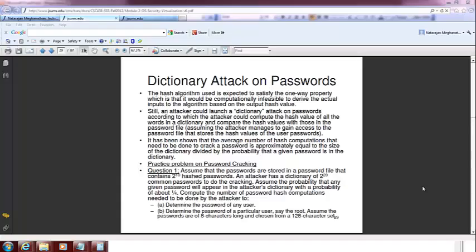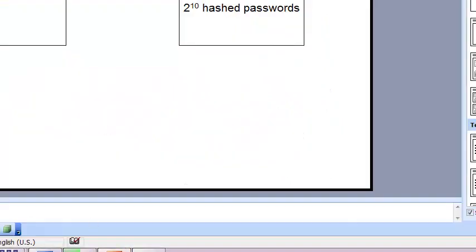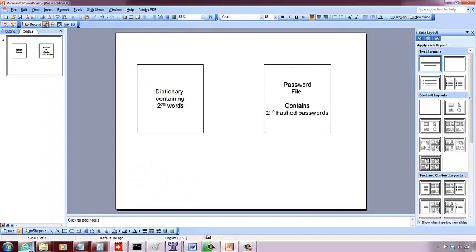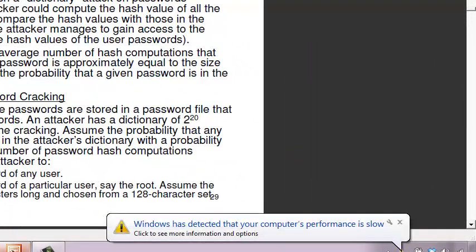Hello students, now we are going to talk about the problem on dictionary attack in passwords. So let's go through this. We have a password file that contains 2 to the power 10 hashed passwords and a dictionary that contains 2 to the power 20 words. What we want to determine is the number of hash computations that one has to do in order to find, for example, the password of any user in this password file.